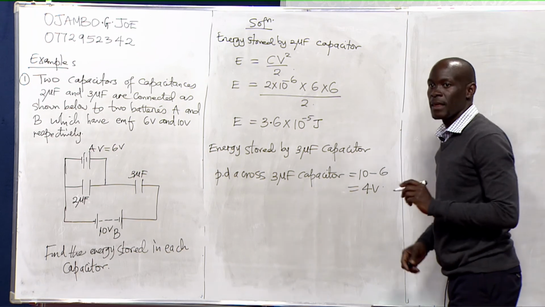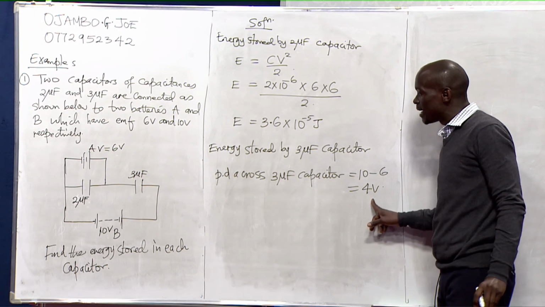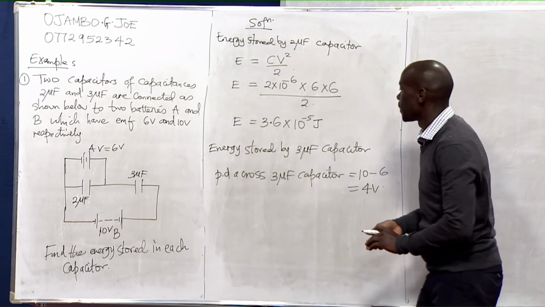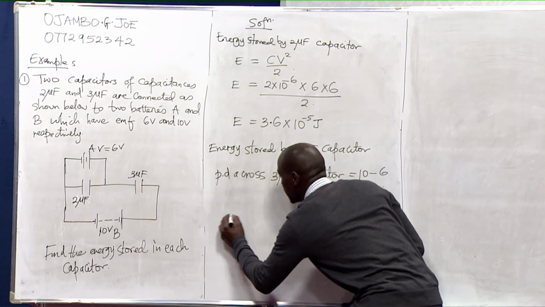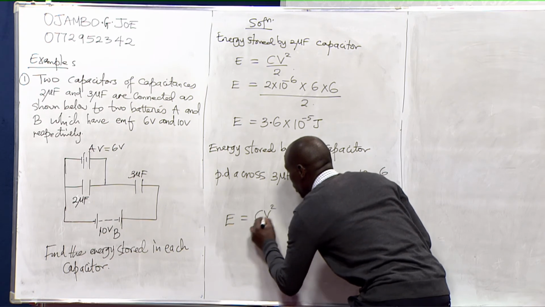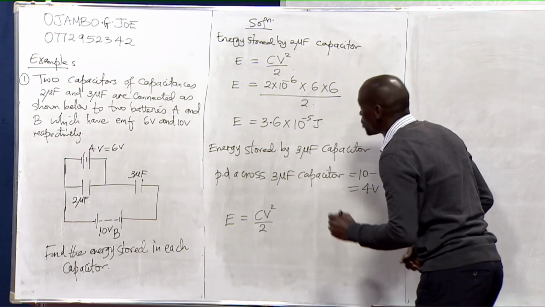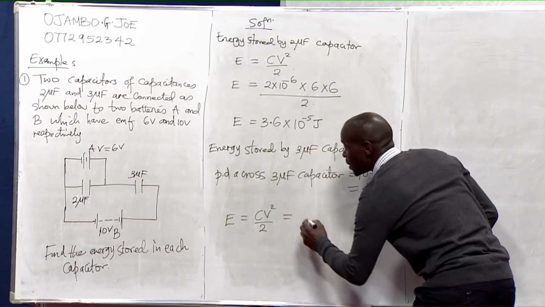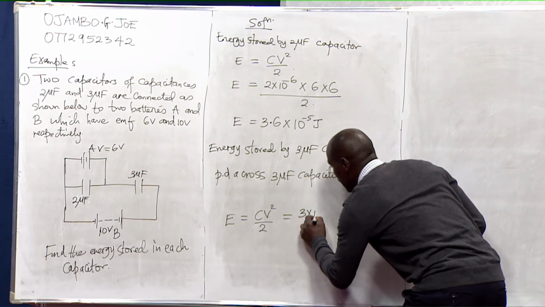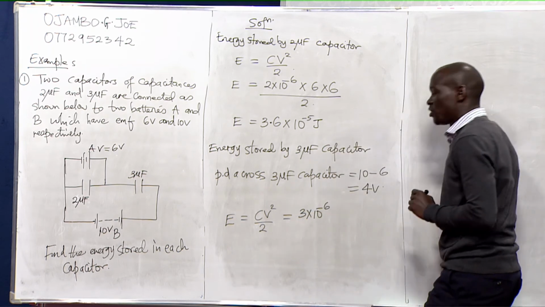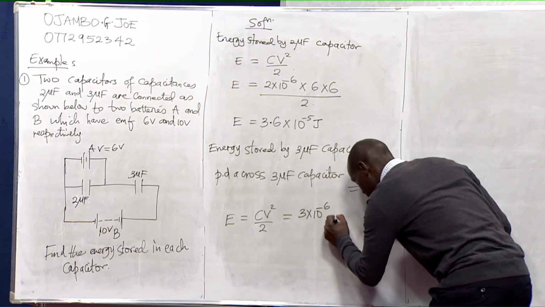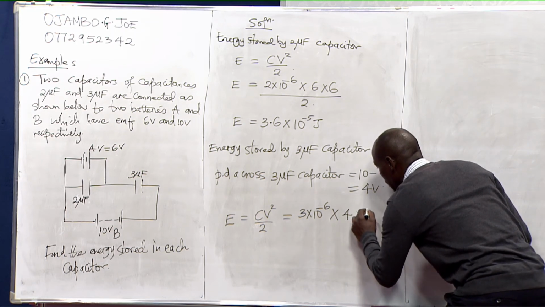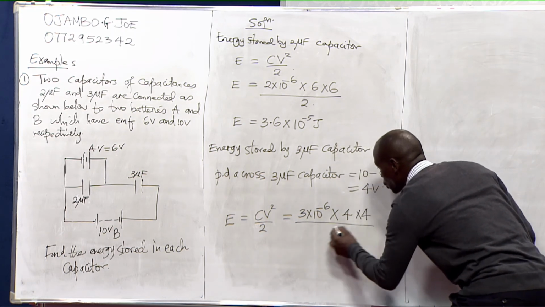Now we have the voltage, my dear learners. We also have the capacitance. We can still use the same formula. So we can say E is equal to CV squared over 2. When you substitute in the formula, it is going to be 3 exponent negative 6, I have changed it to farads, times the PD, which is 4, so it will be 4 times 4 divided by 2.